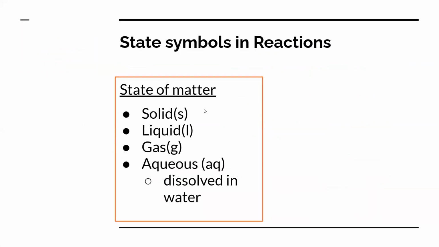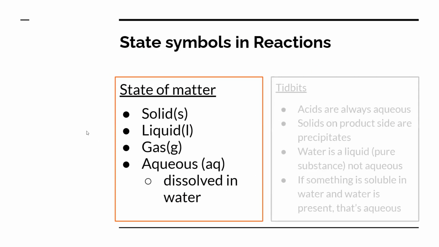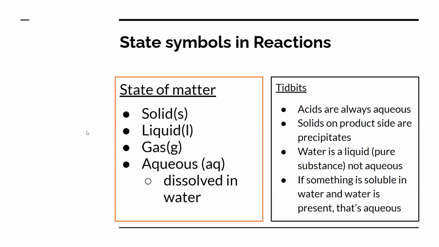We see the state symbols there. That should make sense. Aqueous, remember, that's when it's dissolved in water, so it's a solution. Some things to remember: acids are always aqueous, so they are always in solution, so they always have that AQ. If you have a solid on the right side, its other name is a precipitate. It rained down at the end of the reaction and formed a solid in the bottom.